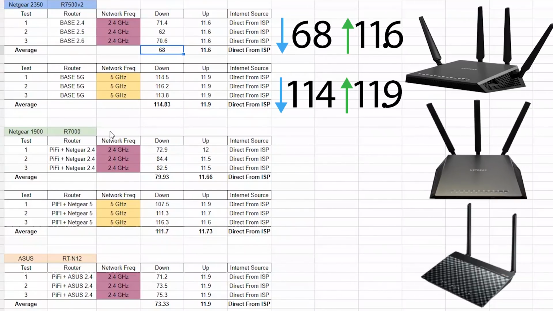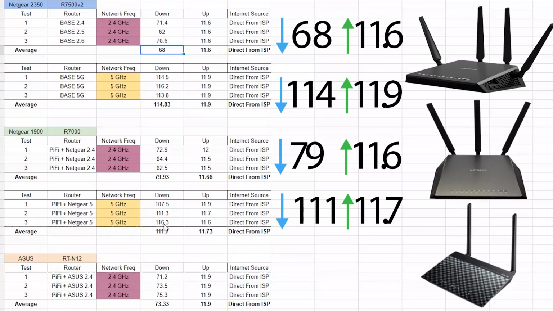Now, the Netgear AC1900, I got 79 down and 11.6 up, so a lot better on the 2.4. Ironically, this is actually an older model than the base station that we used here. And just about the same on the 5 gig. So, no difference on 5 gig for both, but maybe a little bit better on 2.4 for the AC1900. Now, the Asus performed just as good as these expensive routers on 2.4. Again, this is direct from the ISP. And the difference between these really high-end routers versus some of the cheaper ones is really how they handle users.